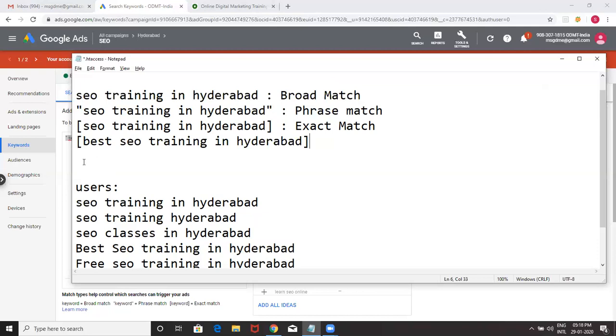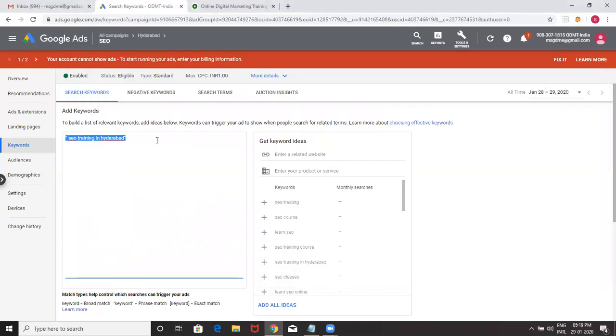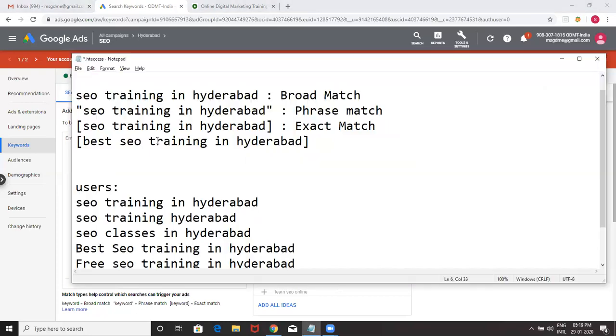You getting what I'm saying? You want your ad to appear for SEO training in Hyderabad and best SEO. Mention two of them in the brackets, line by line. So it will be appearing for both. But that's not the exact match, right? Because you said that anything before or after cannot be added or subtracted.